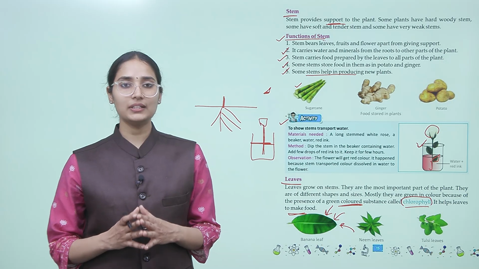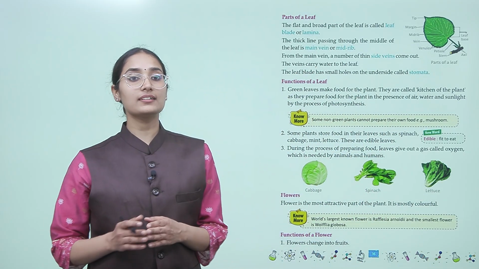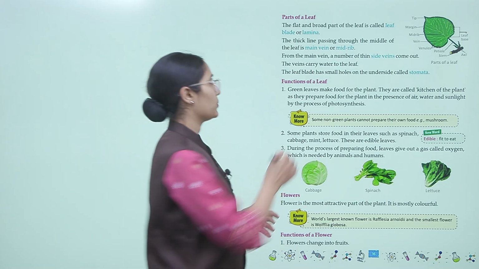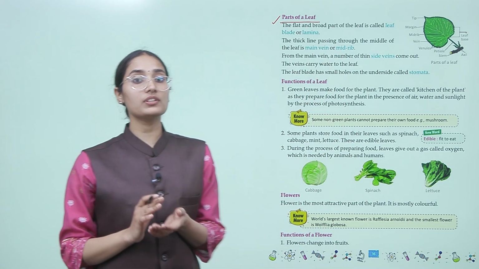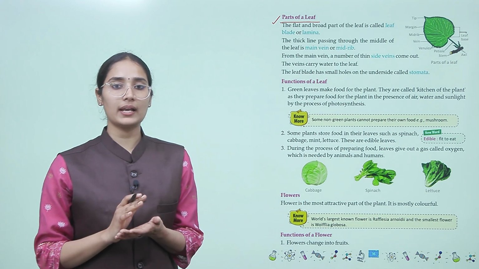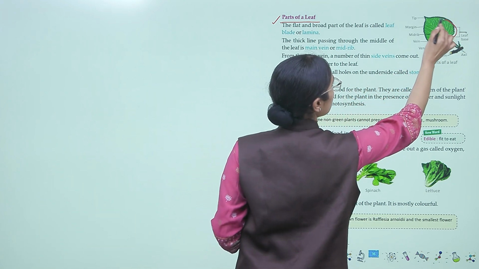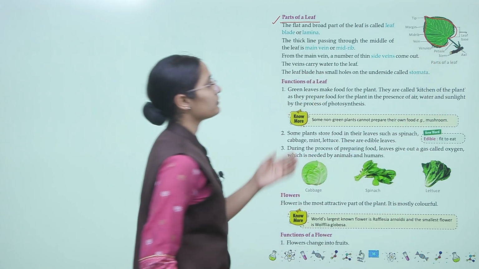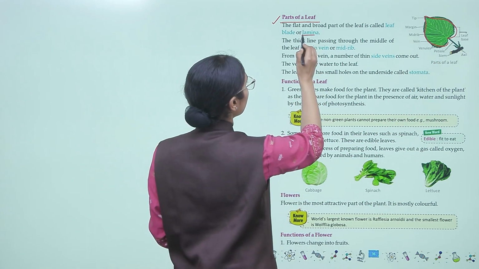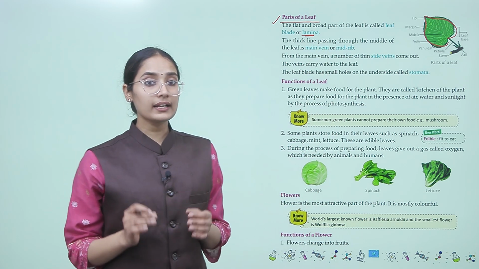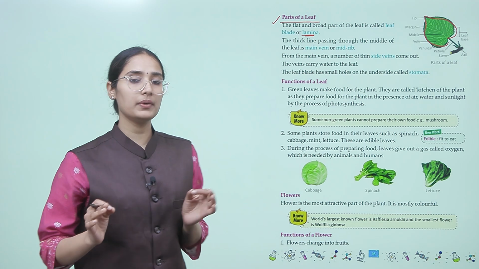Okay. Now let's go to the next page. Now let's learn about parts of a leaf. Okay. So the flat and broad part of the leaf is called leaf blade or lamina. So basically this part, okay, this surface of the leaf, this is the broadest part of a leaf, all right. So this is called lamina.